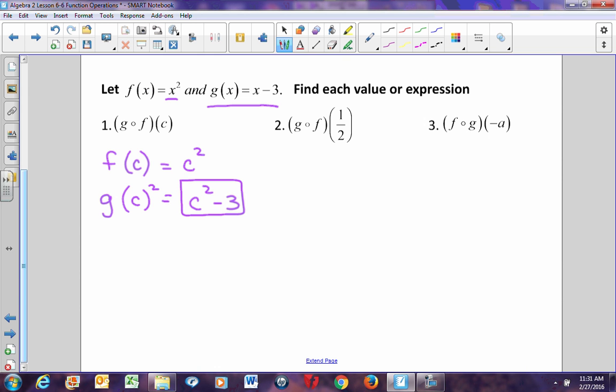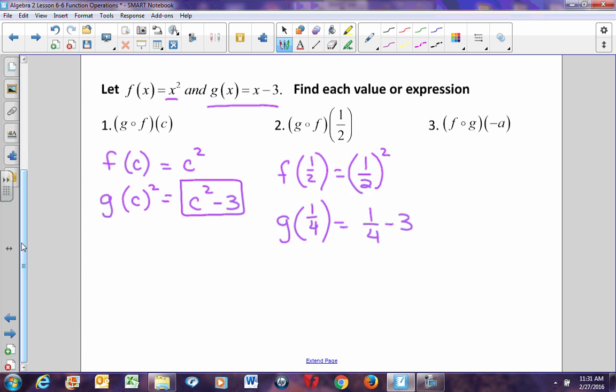Now g of f of 1/2. I'm going to take f of 1/2 first. f of x is x squared, so I'm going to take 1/2 and square it. That becomes 1/4. So now I'm going to take g of 1/4. g is x minus 3, so that's going to become 1/4 minus 3. That's going to be negative 2 1/4, right? Excuse me, negative 2 3/4.